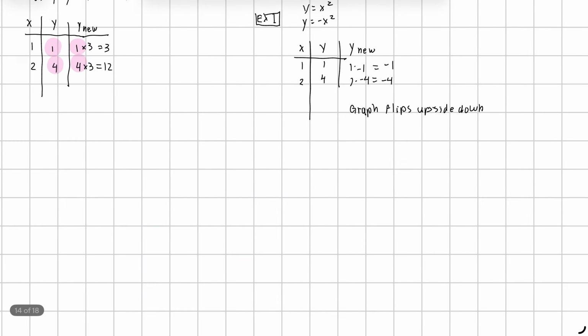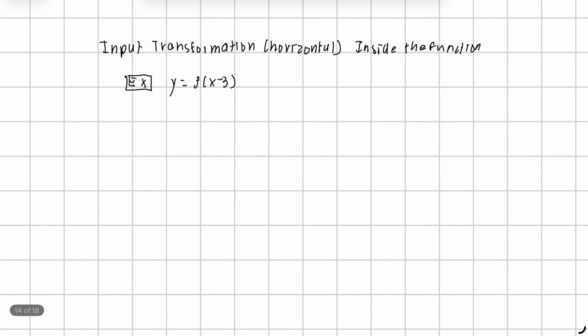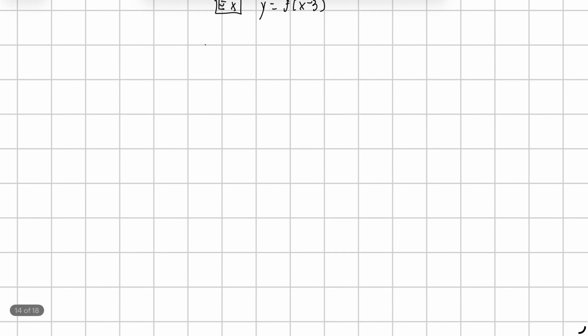Now, what if we have input transformations? These are going to affect the horizontal and occur inside the function. For example, we have y is equal to f(x minus 3). That's on the inside. It's causing horizontal movement. So what you have to know is they are going to be the opposite of what you think intuitively.